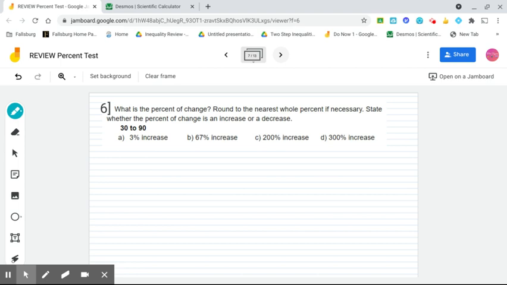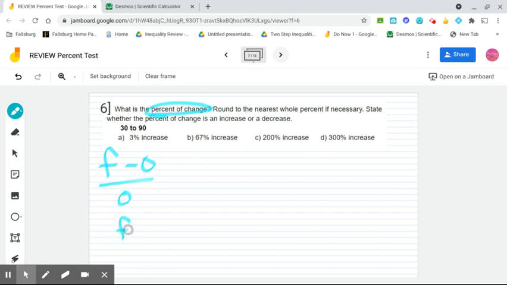Number 6, what is the percent of change? Round to the nearest whole percent if necessary. State whether the percent of change is an increase or a decrease. So it's going from 30 to 90. So percent of change is FOO, final minus original over original.